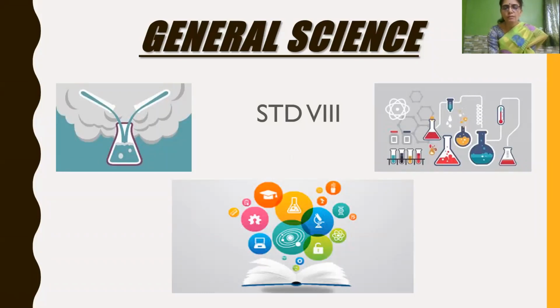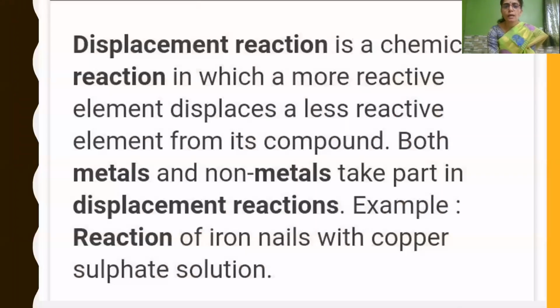In this session, let's revise our science chapter number 4, metals and non-metals. Till now, in the last session, we have revised the physical properties of metals and non-metals, and the chemical properties of metals and non-metals with respect to the reaction of metals and non-metals with oxygen, water, acids and bases. Now let's continue our revision with displacement reaction.